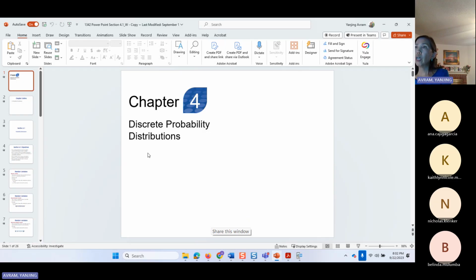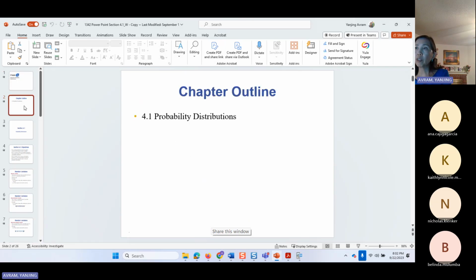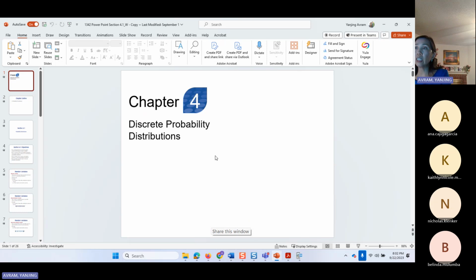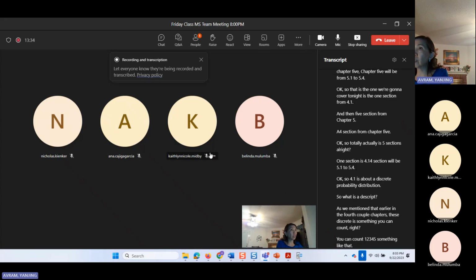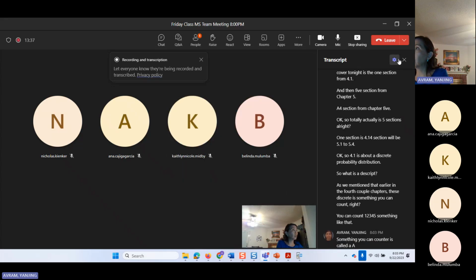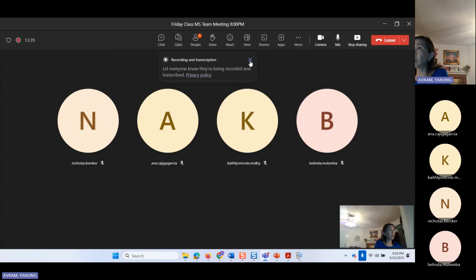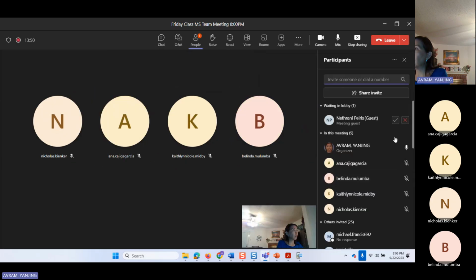Okay. So 4.1 is about a discrete probability distribution. So what is a discrete? As we mentioned earlier in the first couple chapters, discrete is something you can count, right? You can count 1, 2, 3, 4, 5, something like that. Something you can count is called discrete. So that is the probability we're going to talk about.